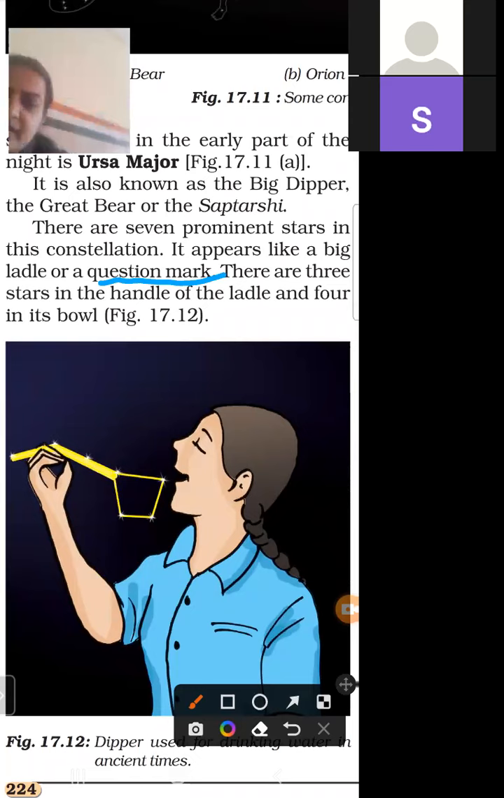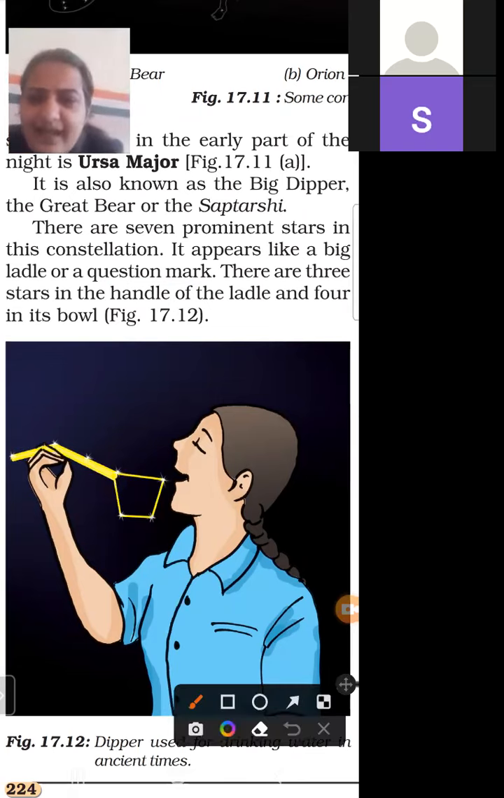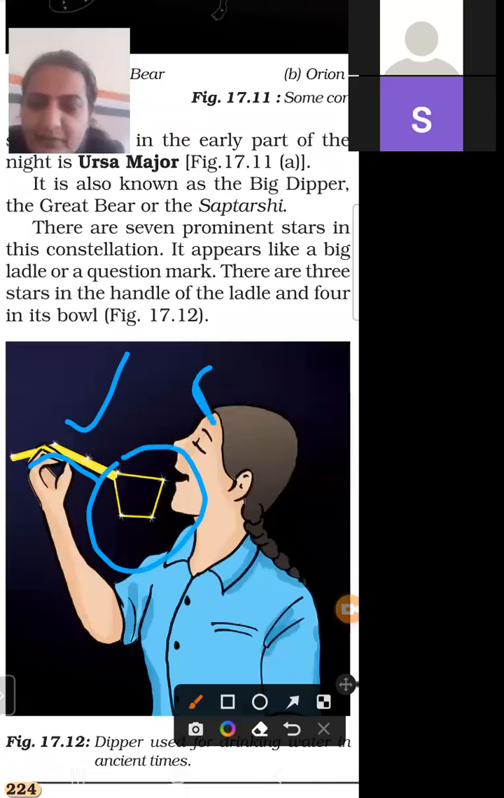So this is a question mark. The shape is similar to the question mark. And there are 3 stars in the handle of the ladle. So in the handle there are 3 stars, and the remaining 4 form its bowl.